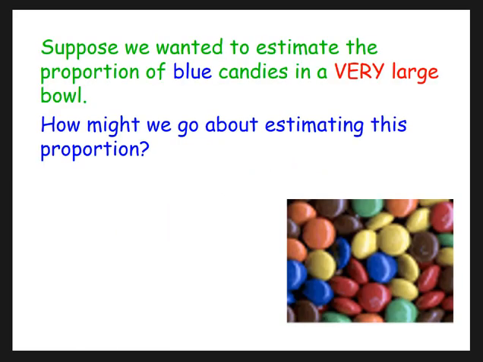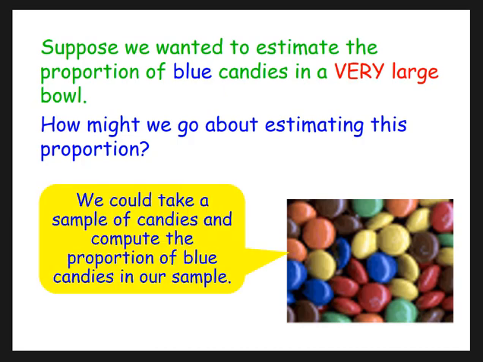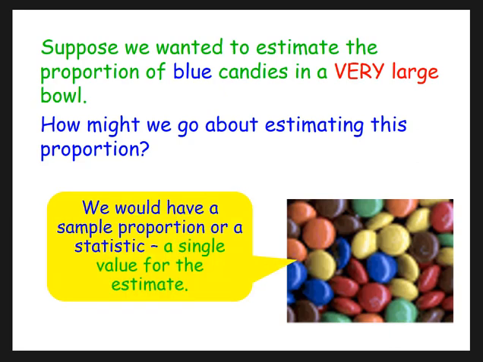So suppose we want to estimate the proportion of blue candies in a very large bowl. How might we go about estimating this proportion? Well, if we don't want to take all of them out and count them, there's got to be an easier way. We could take a sample of those candies and compute the proportion of blue candies in that sample. Now again, we have to be careful that it is a randomly selected sample so that hopefully we get a representative sample. We would have a sample proportion or a statistic for that sample, and that would be a single value estimate, or what's called a point estimate.